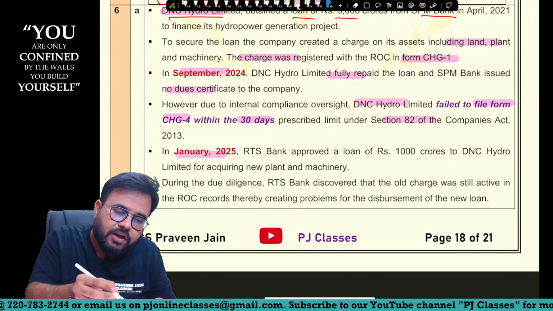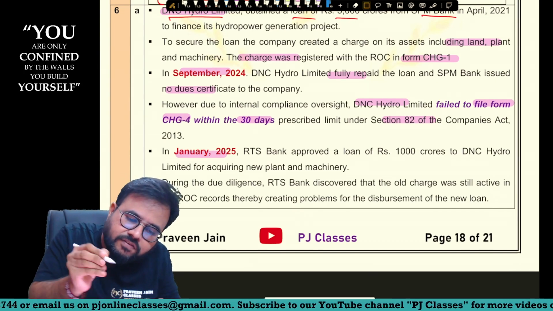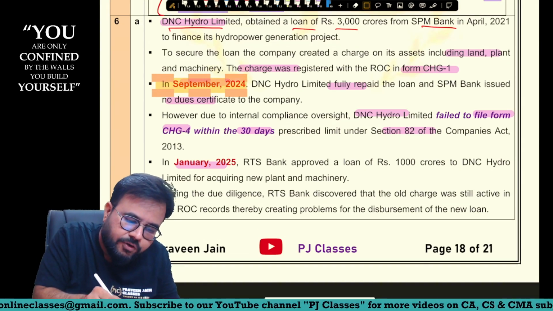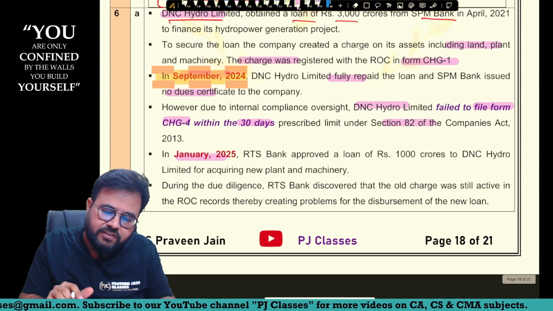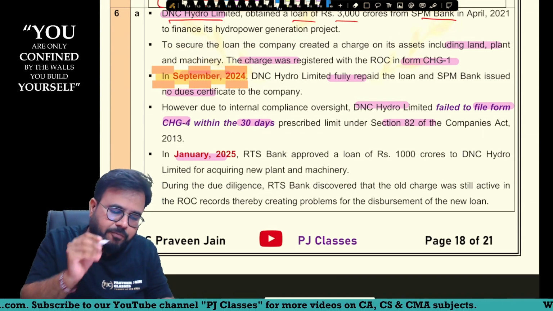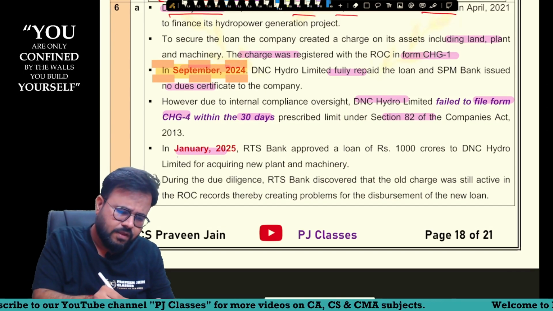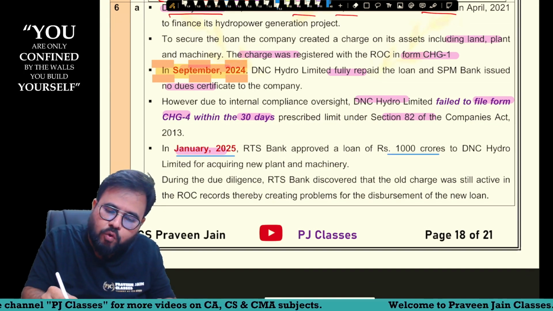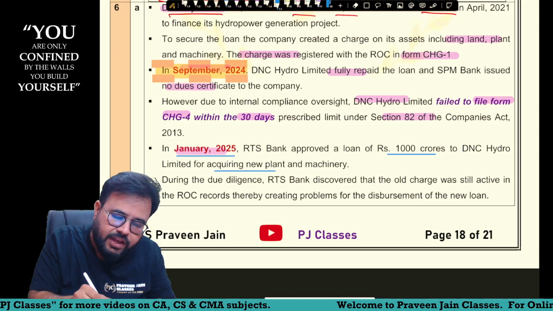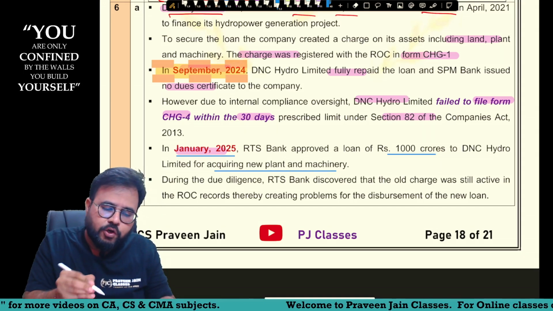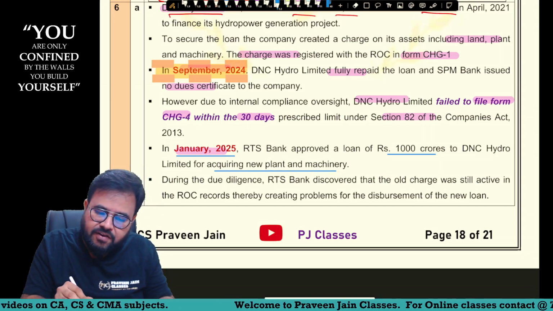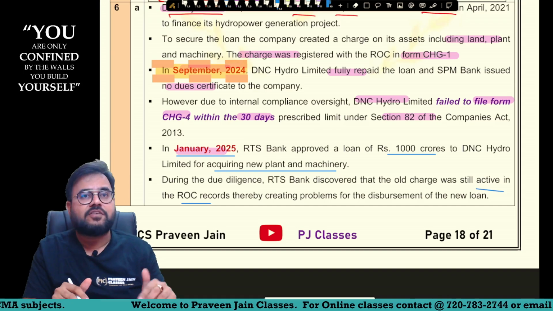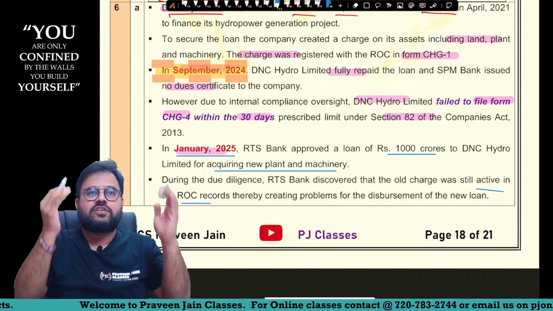Now remember, when this satisfaction occurred, September 2024 May, satisfaction is over. So within 30 days, they were supposed to do the filing. In January 2025, RTS Bank approved a loan of 1000 crores to DNC for acquiring new plant and machinery. During the due diligence, RTS Bank discovered that the old charge was still active in ROC's record. In other words, obviously it will be active only. ROC is not a god, no?